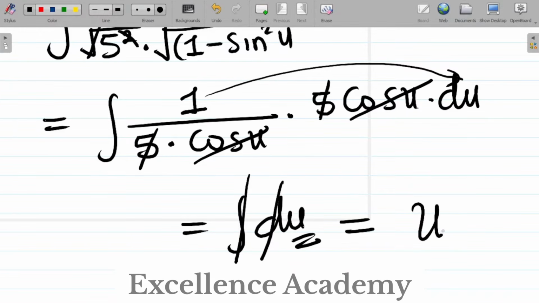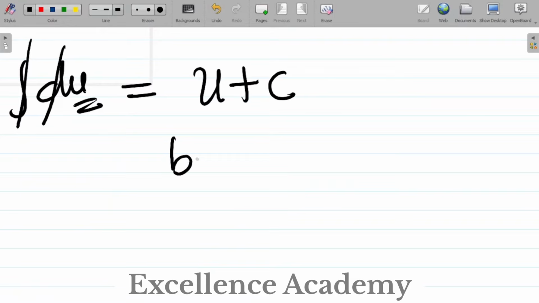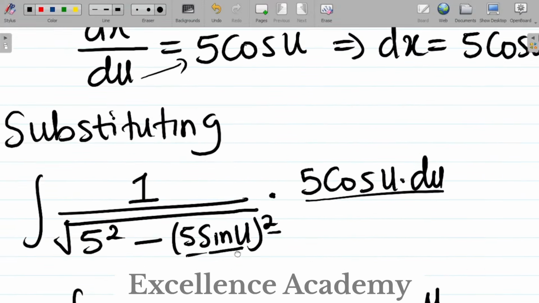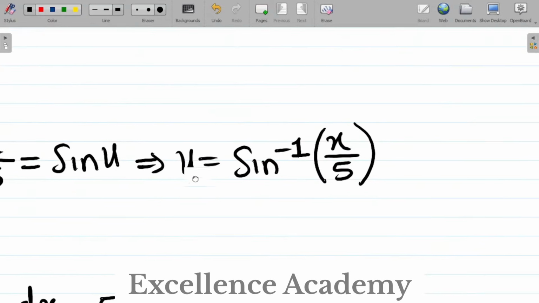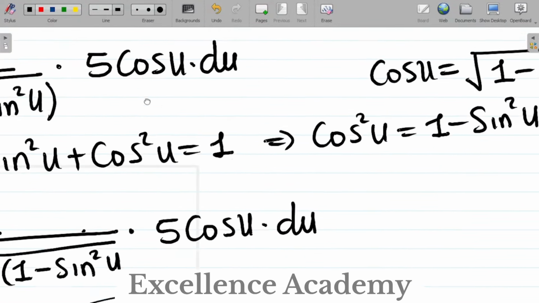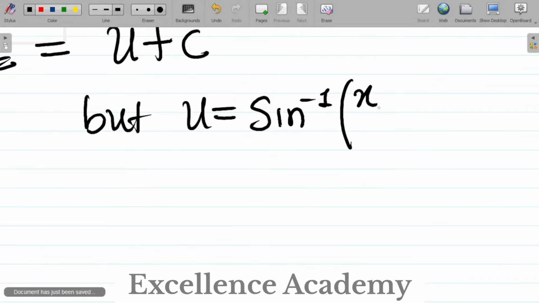That becomes u as my final answer, of course, plus a c, where c is a constant of integration. But let's go back to the value of u here. You can see that u is equal to sine inverse of x over 5. So this is the value of u.